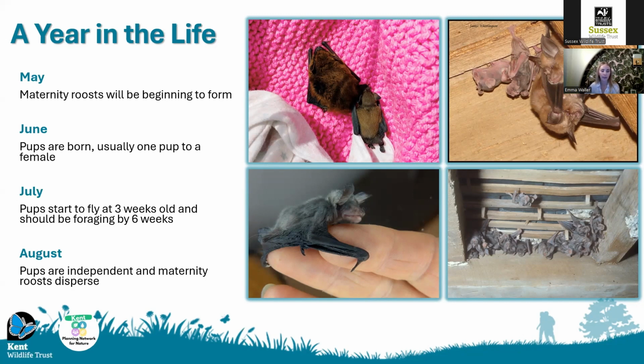which is often when we get lots of call-outs to rescue young bats found grounded on the floor, likely grounding themselves as they take their first flight. And by 6 weeks, they should be fully independent and foraging by themselves. And by late August, the maternity roosts will start to break up and females will begin to disperse.